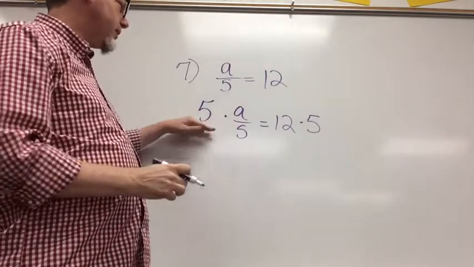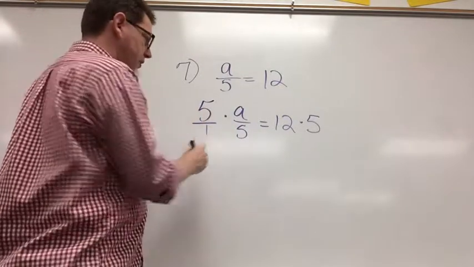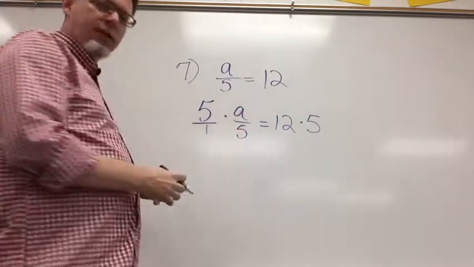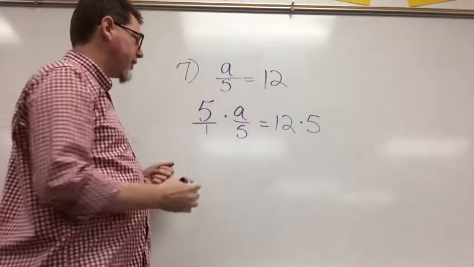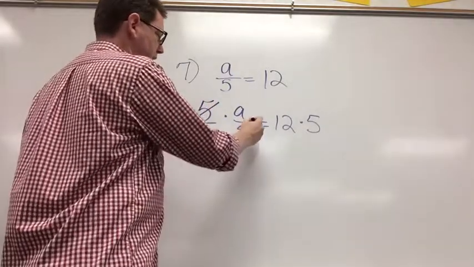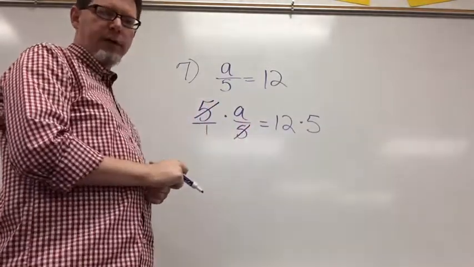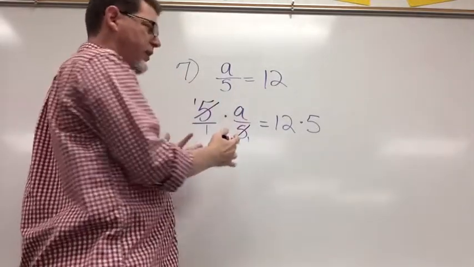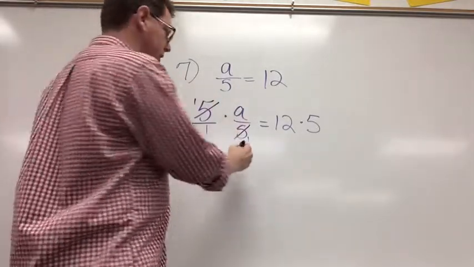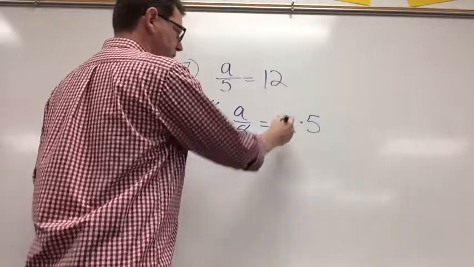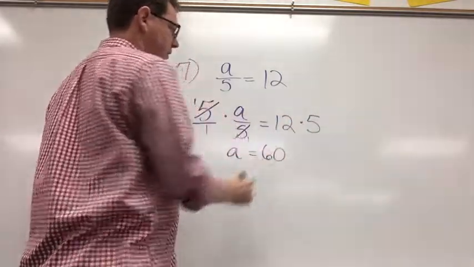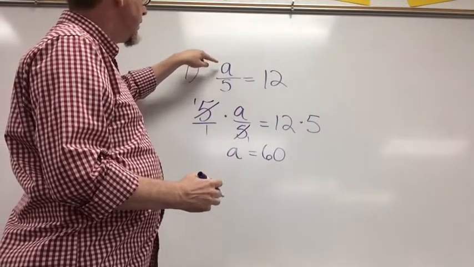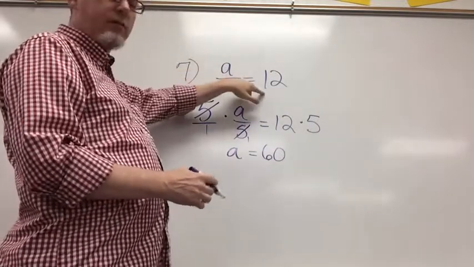Now when we multiply by a whole number, we can turn that into a fraction. And we have 5 over 1 times a over 5. Well, you remember from multiplying and dividing fractions that I can cancel any denominator with any numerator, and those become 1s. And so all that's left is 1a. Well, we don't write the 1, we just write a, equals 12 times 5 is 60. Now let's just check it. If we put the 60 where a is, is 60 divided by 5 12? Yes.